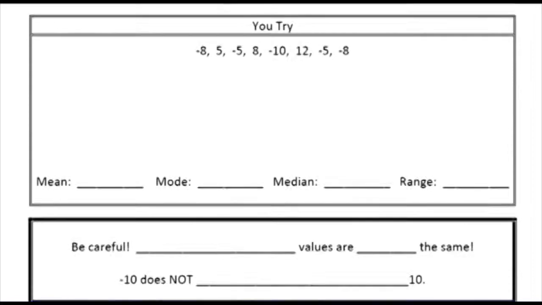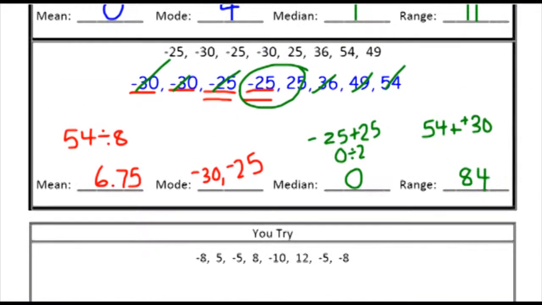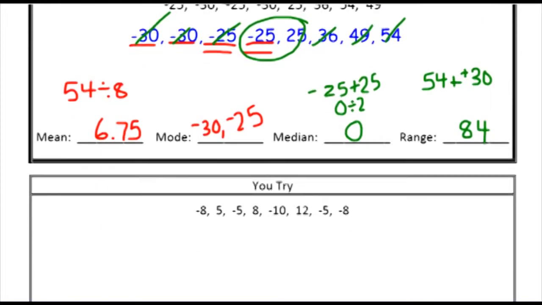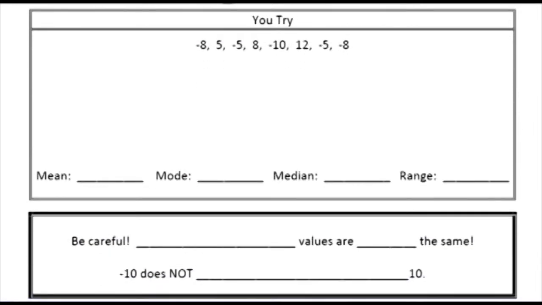On your own, try mean, mode, median, and range for this set of values. Pause the video. Show all your work, just like you saw me do. If your work does not look like this, you are not doing what you need to do. We can't give you credit without complete work. Pause the video. When you have answers, come on back.